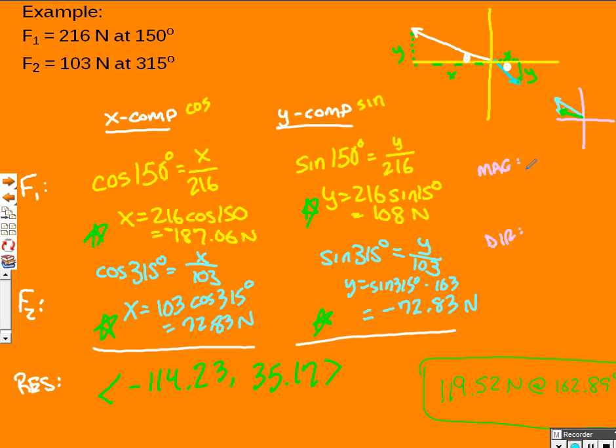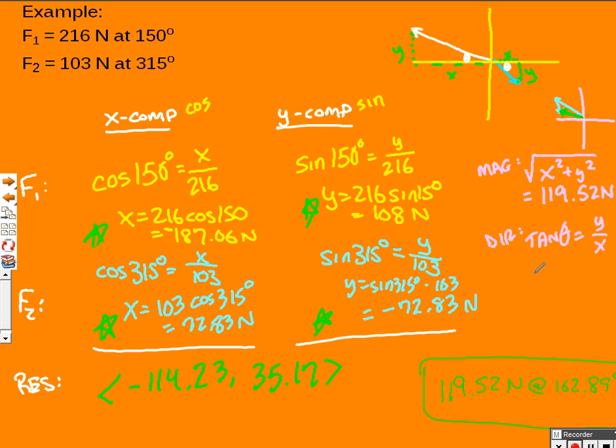Magnitude is just equal to the square root of x squared plus y squared. It's just Pythagorean theorem. And when you plug in your x and y values from down here, be careful, make sure you get that negative to turn positive when you square it. You plug in and you should get 119.52 newtons. To find direction, again, tangent of theta is going to be y divided by x.